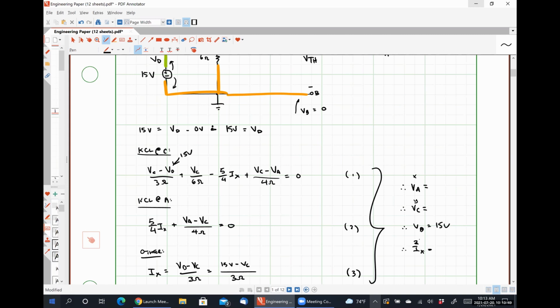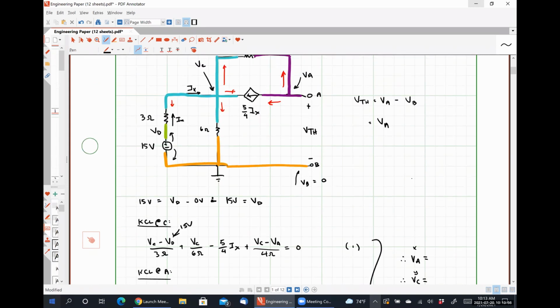Dr. Hartman, can you explain how you got IX to be equal to VD minus VC over 3 ohms? Sure. Do you understand where I said that IX is the current flowing through the 3 ohm resistor? Did that make sense to you? Yes. Okay. So when we're doing nodal analysis, we express currents as where the current is originating from, which is node D, to where the current is going, which is node C, and divide by that resistance value.